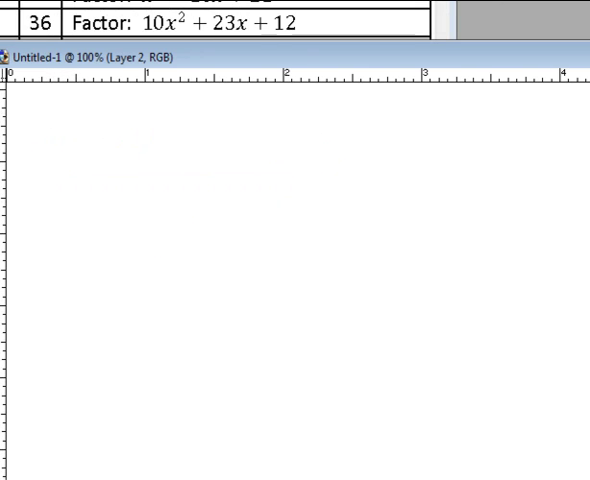In number 36, we don't have a common factor. 23 is odd, so we can't pull out a 2, so we just have to factor this. All right, now 10x squared, we could try 5x and 2x. 5x times 2x multiplies to 10x squared, so let's try that. And now we need two things that multiply to 12. Okay, everything is positive, so we have plus here and a plus here. Two things that multiply to 12, and the middle terms have to add up to 23. So we can try, let's say, 3 times 4.